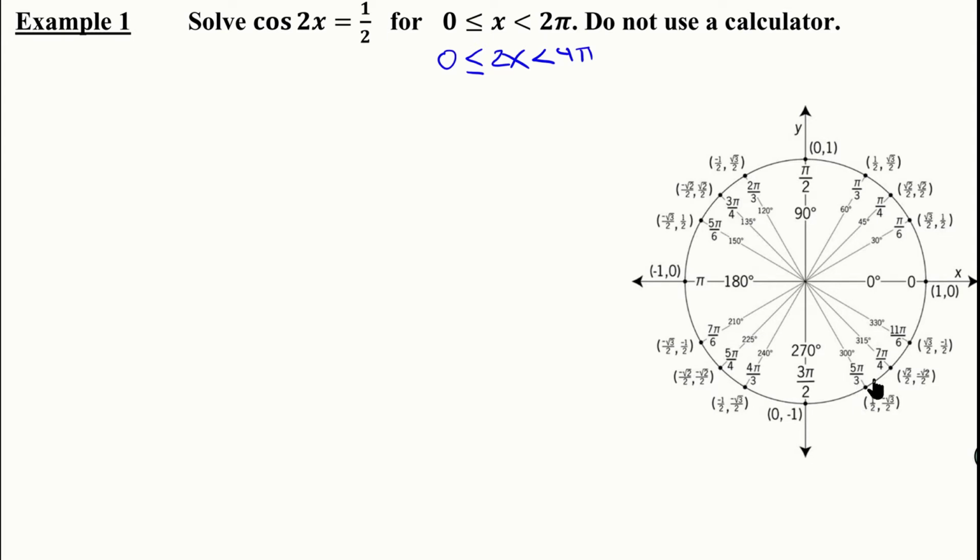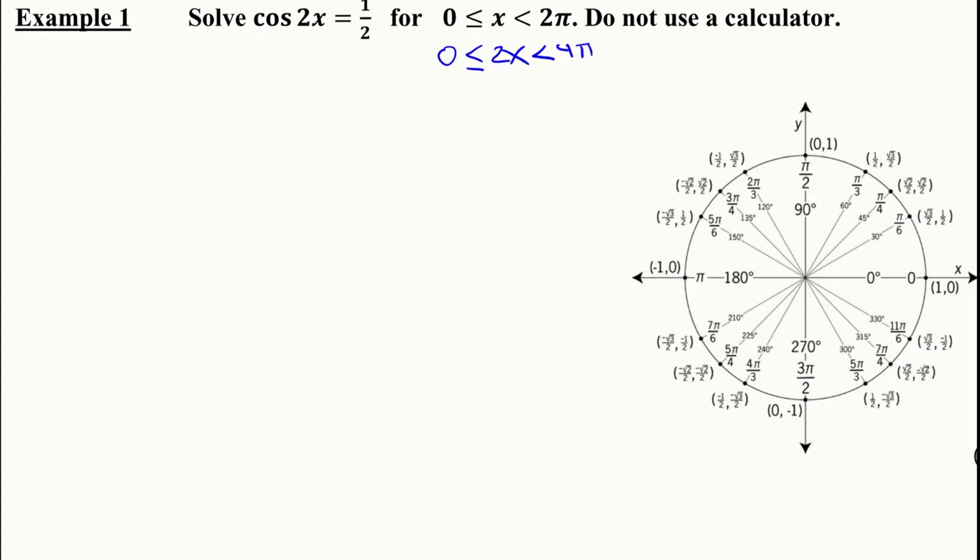But then we get to 2 pi, that's going around 1 time. But remember, we need to go around twice. So let's go ahead and write those down so we keep track of them. So we know that 2x can be pi over 3, or it can be 5 pi over 3.